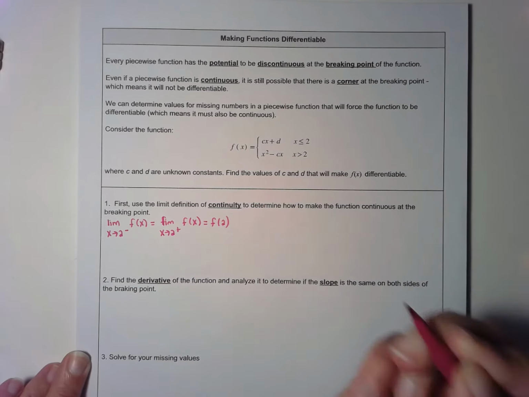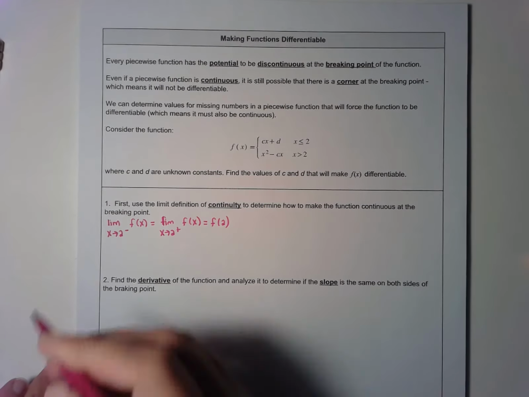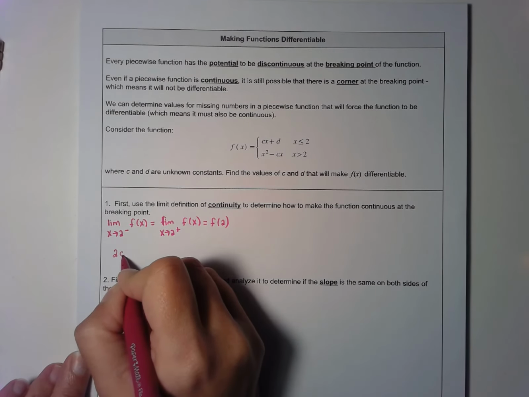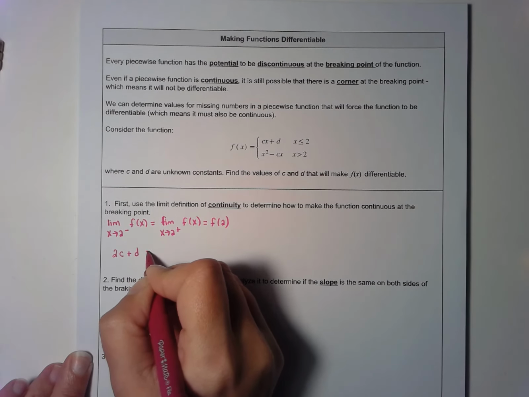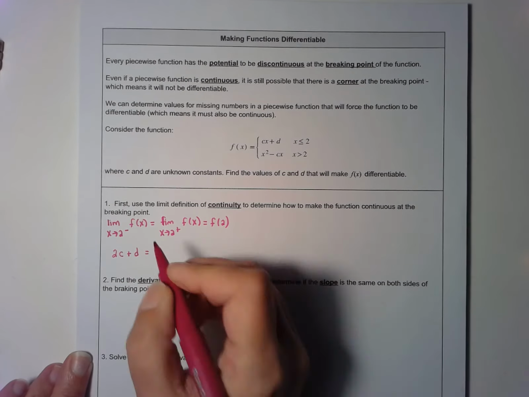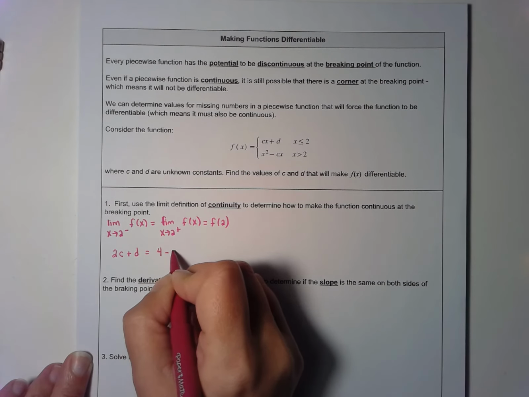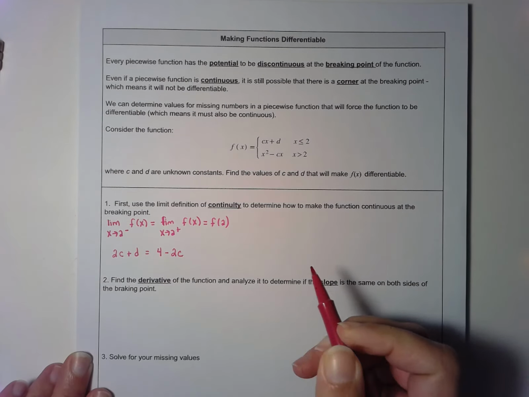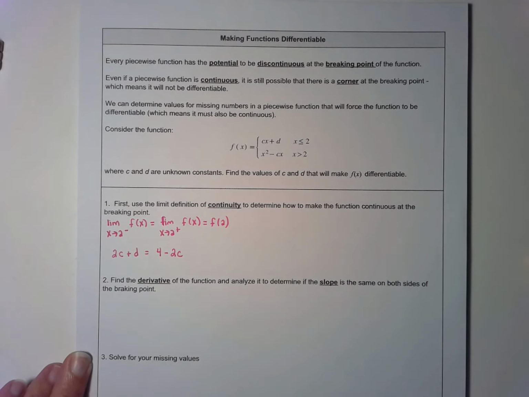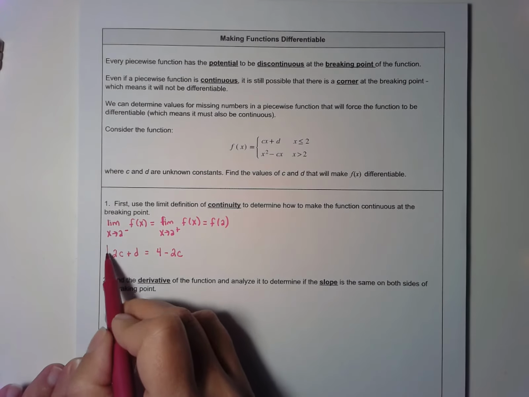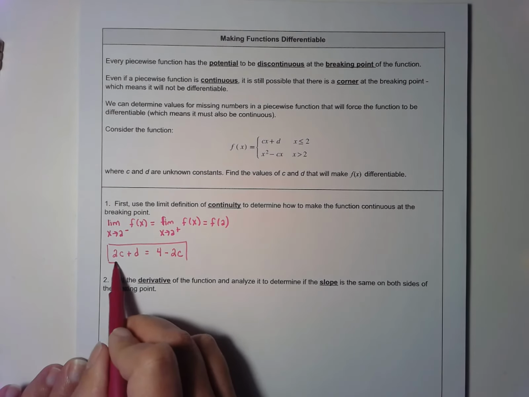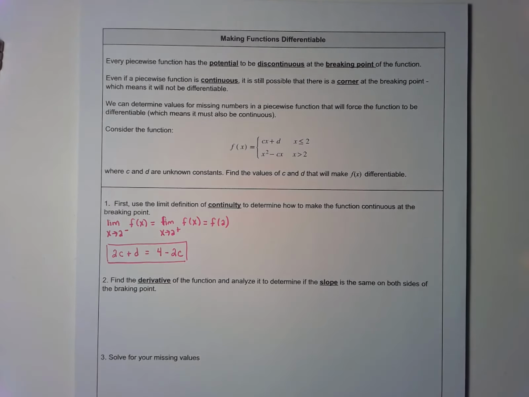f of 2. So the left side would be the top, so I would have 2c plus d. The right side would be the bottom, so I would have 4 minus 2c. And the equal to would be the top again, so I'm not going to write that down again. But this is kind of equation number 1 that we're working with here. 2c plus d has to be equal to 4 minus 2c.